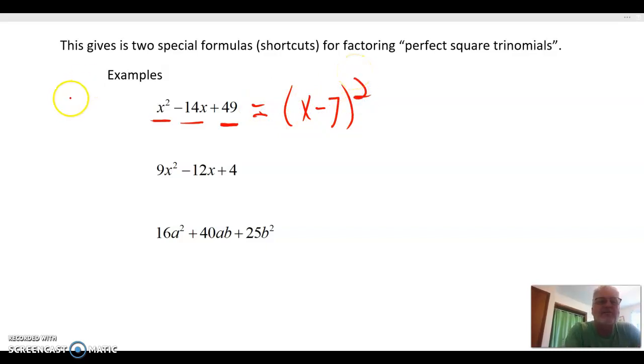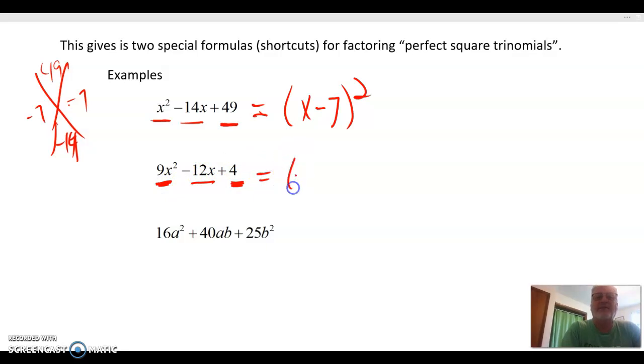Now you could have used that rule that we did just a few minutes ago and said I need factors of 49 that add up to be negative 14, and it would be negative 7 times negative 7. Okay? Now that rule you can't use here. Here you have to just guess and check it. Or if you notice, this is 3x times 3x, and this is 2 times 2, and this one is 3x times 2 doubled. So that's going to give you 3x minus 2 squared. It's minus because this one was minus. This one's going to be plus because this is plus.